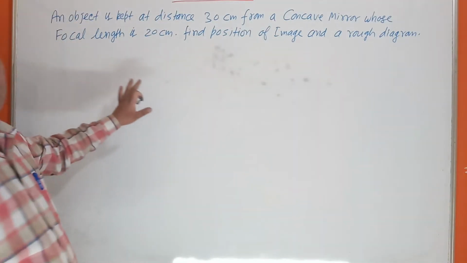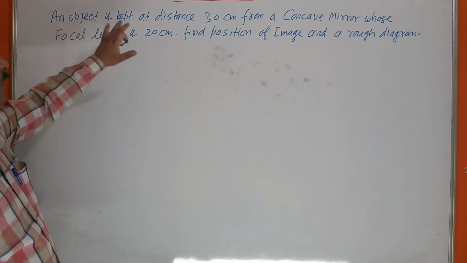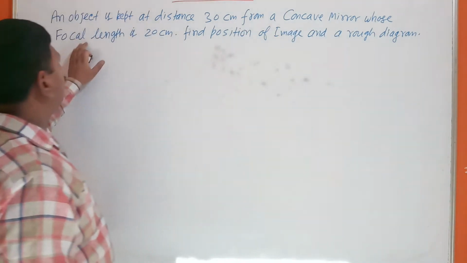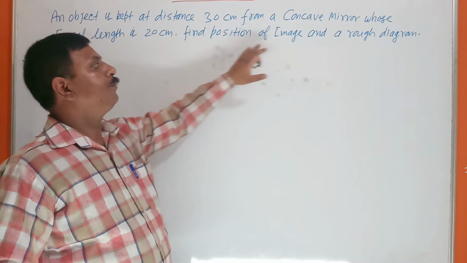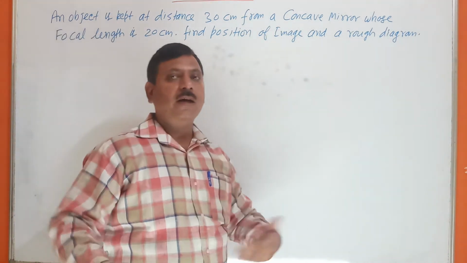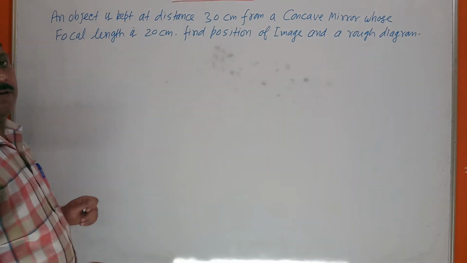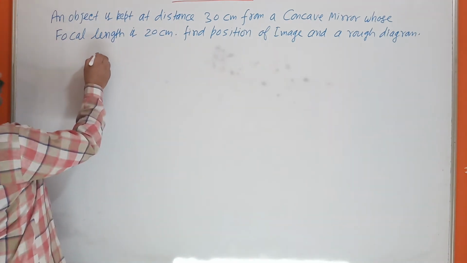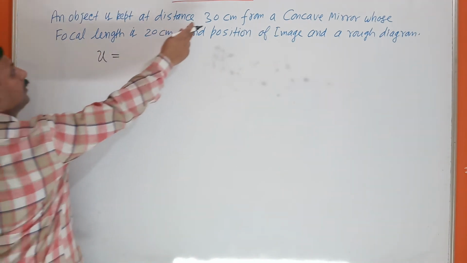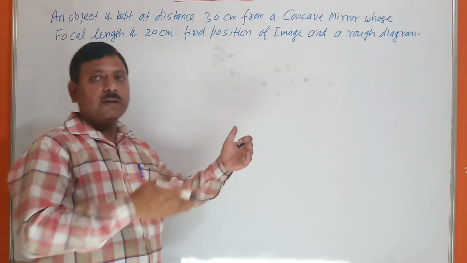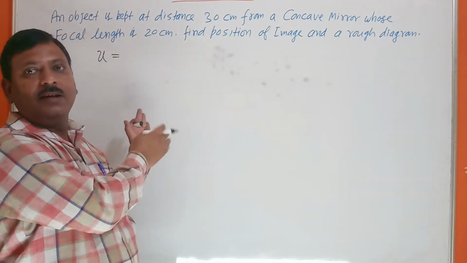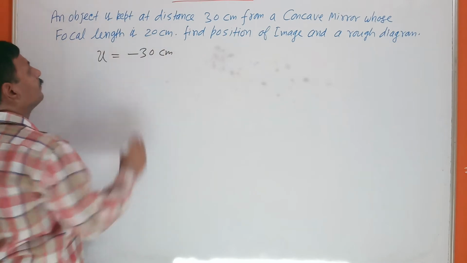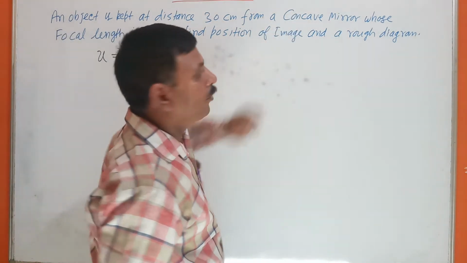One numerical problem I have taken on the mirror formula. An object is kept at a distance of 30 cm from a concave mirror whose focal length is 20 cm. Find the position of the image and also draw a rough diagram. See here what they have given: distance 30 cm. This is the object distance, u, they have given 30 cm. As I have told, the object is kept on your left hand side, so you have to take it as negative, so u will be minus 30 cm. What is the focal length? Here they have given a concave mirror.